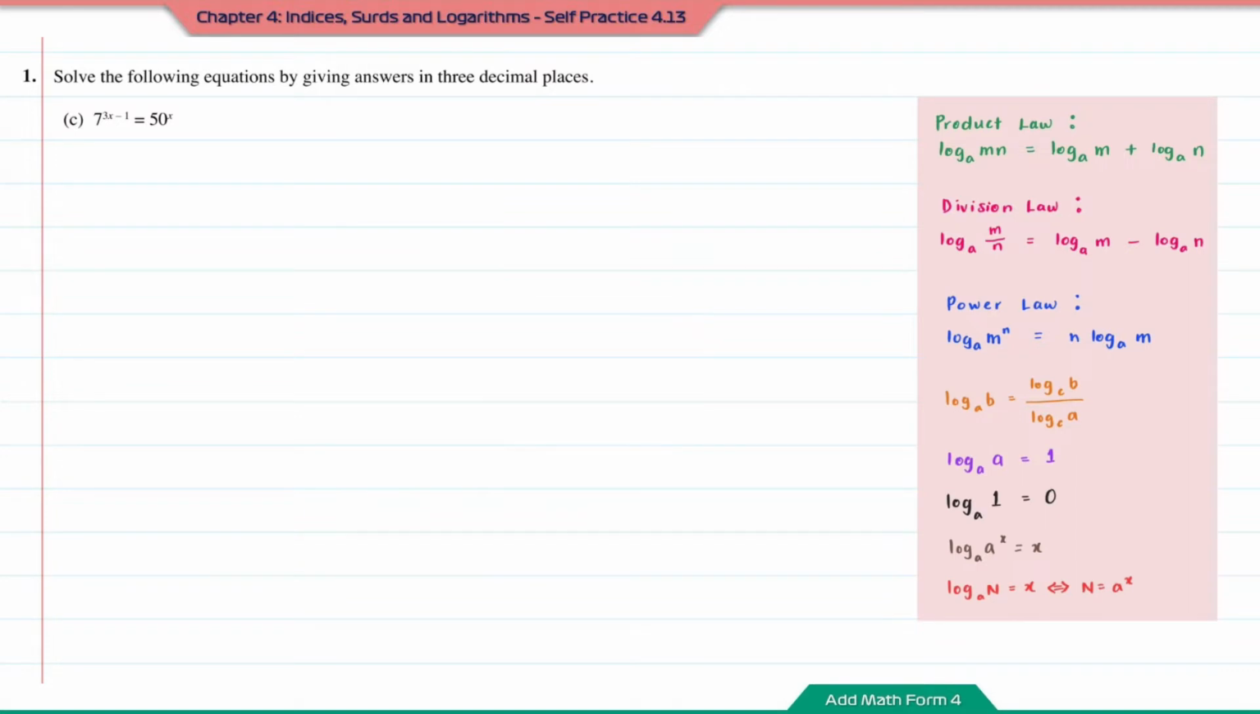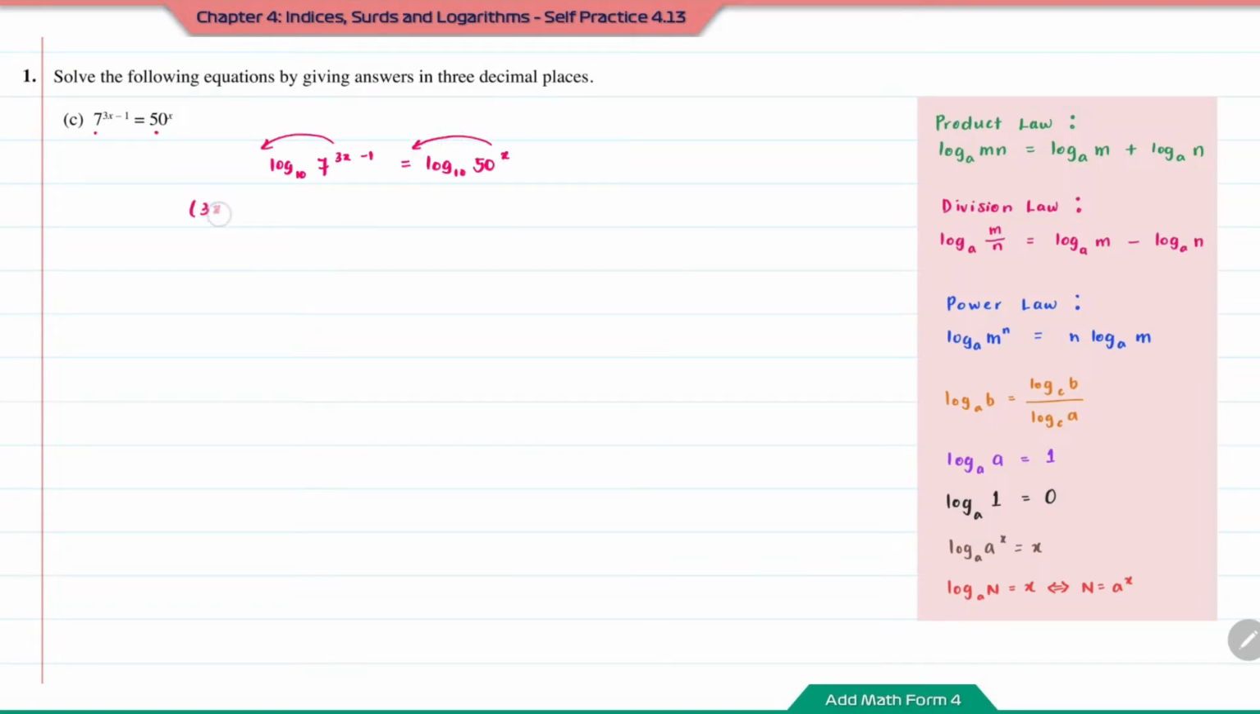Question C. 7 to the power of 3x minus 1 equals 50 to the power of x. So 7 and 50, you weren't able to convert to the same base as well. Therefore, you cannot compare the power. So here we're going to use the logs to help us. First, log both sides with log base 10. Next, using the power law, move the power to the front.